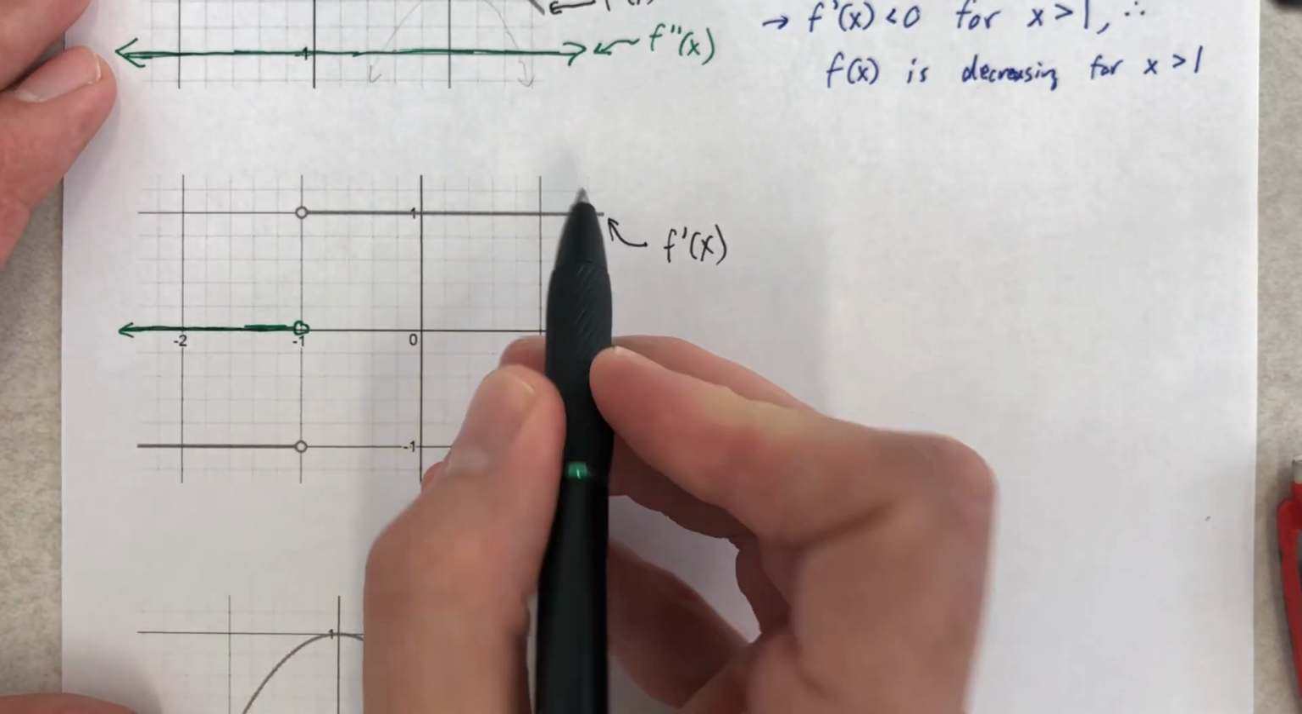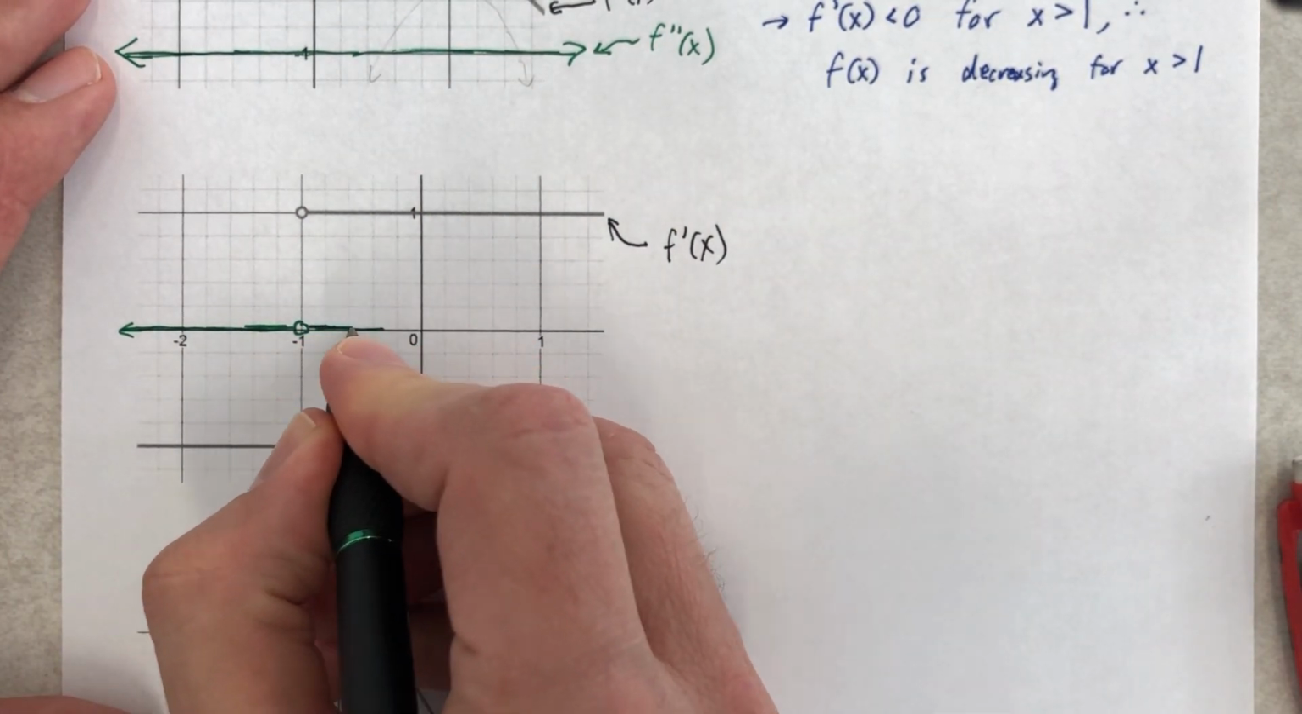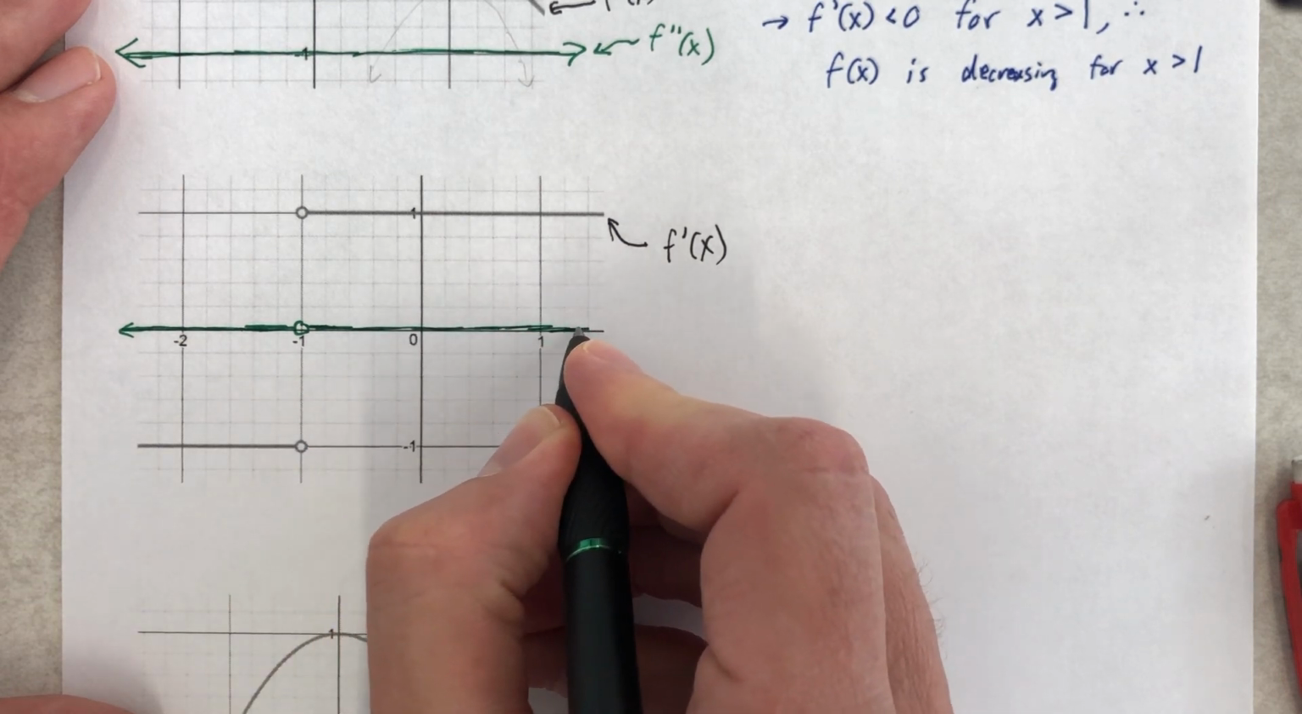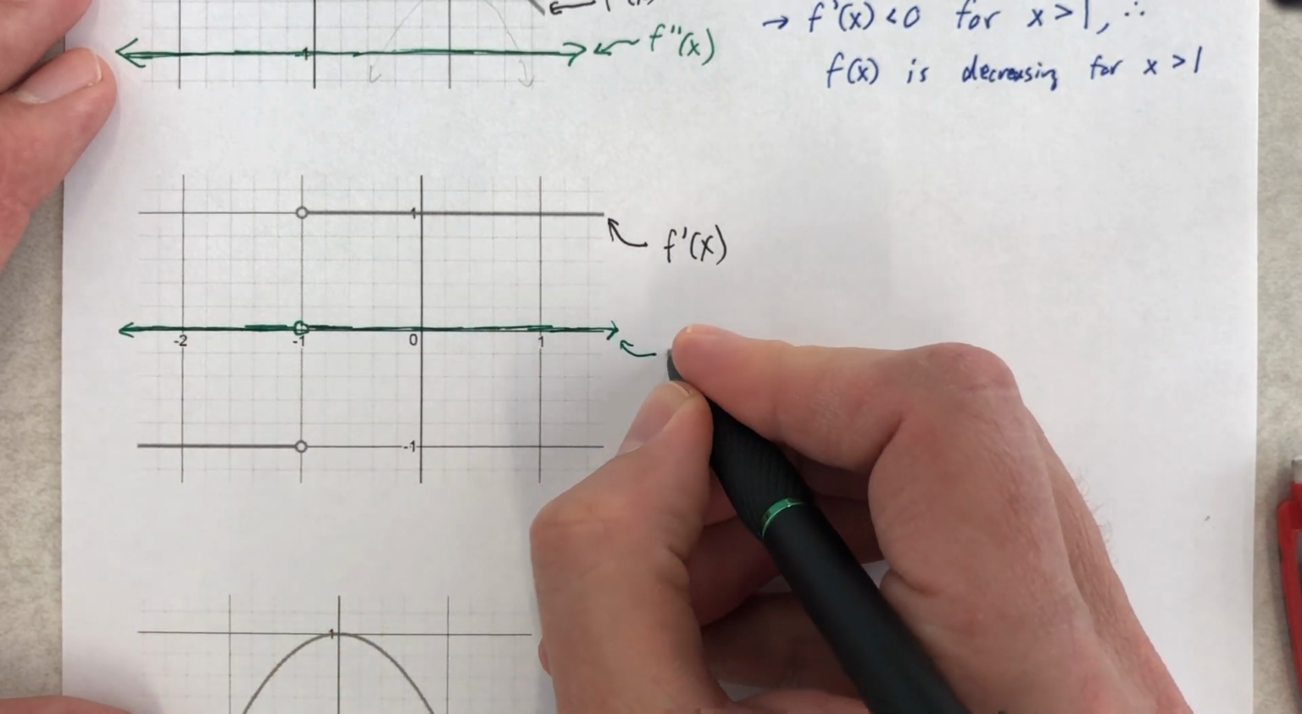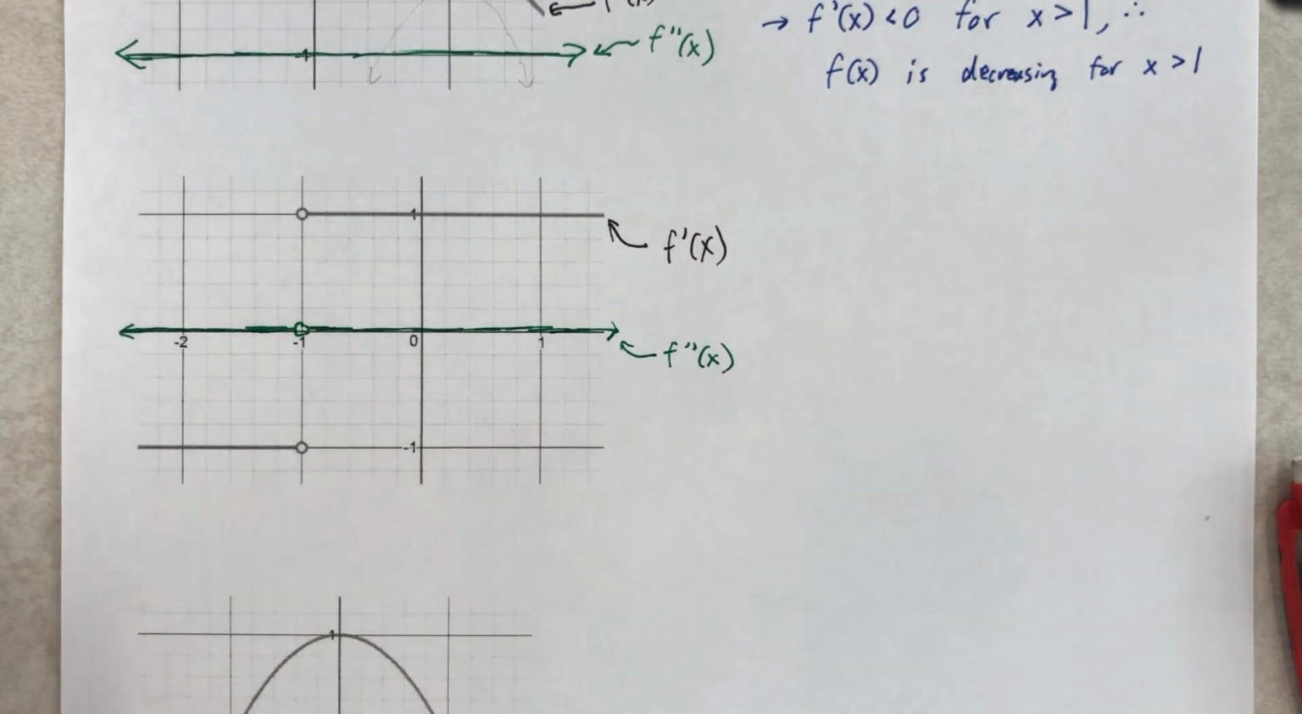What's the slope here? 0. Okay, wow. All right, that was a very, very boring second derivative. So there is our second derivative. Now things get a little spicy.